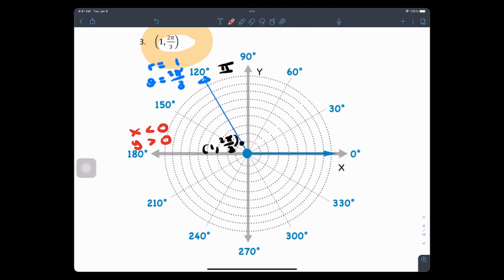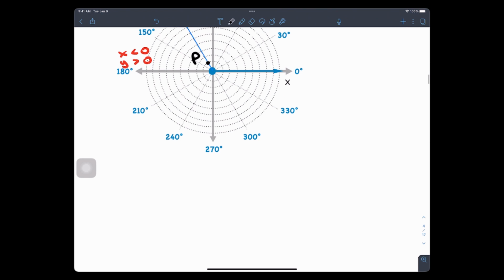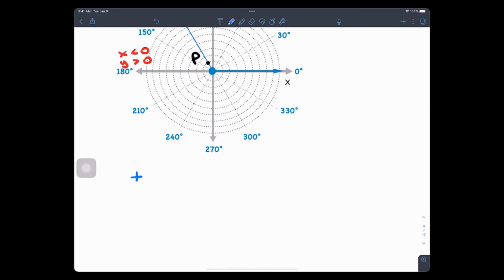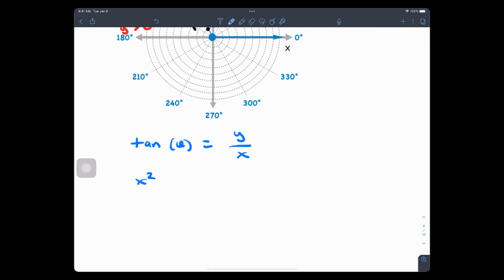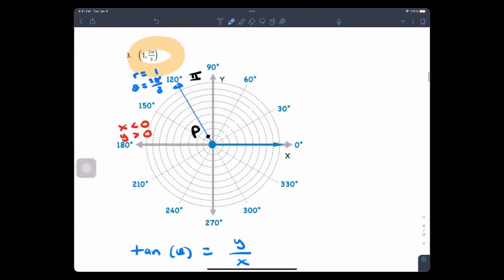All right. That's the location that they're talking about. I don't need to put the address. It's there. I'm just going to put the letter P. Okay, here's your location. Now, how do I get the Cartesian coordinates version? Well, here's what you do, ladies and gentlemen. You use your conversion formulas. Tangent theta is y over x, and x squared plus y squared is actually r squared here.